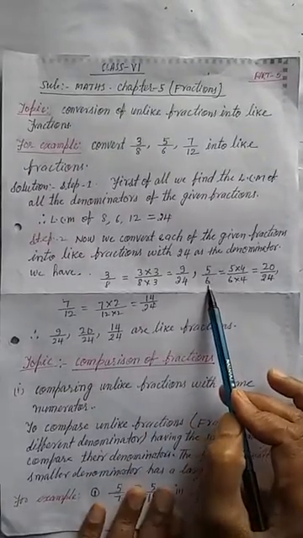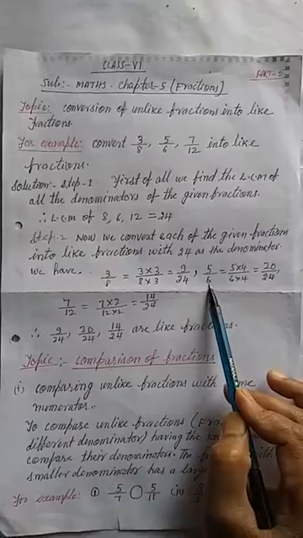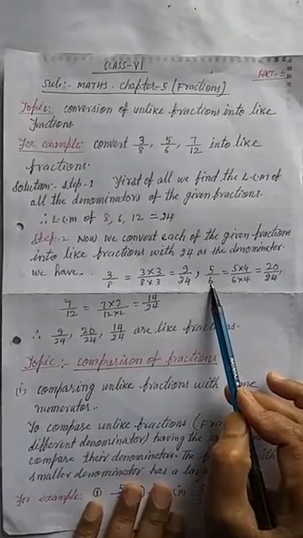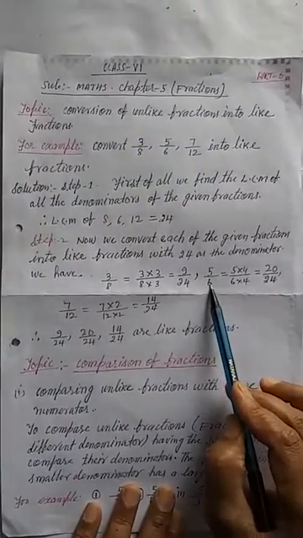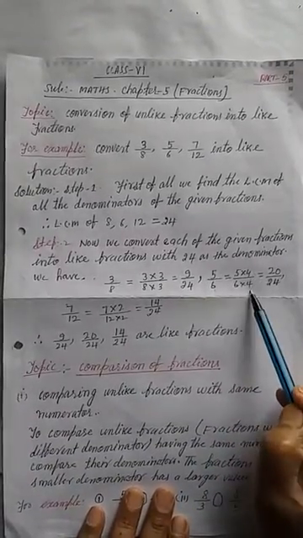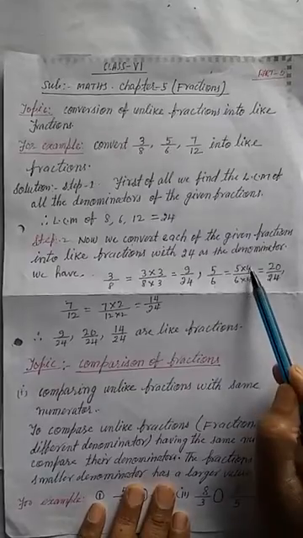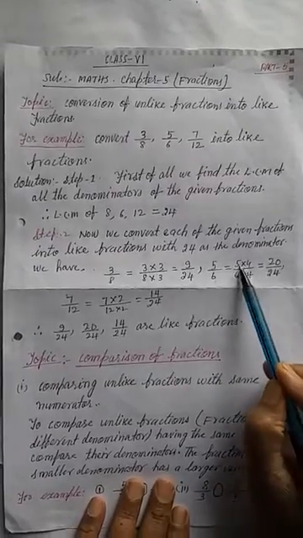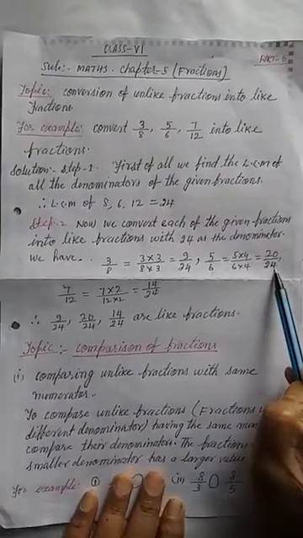Similarly, 5 upon 6. Here 6 is the denominator. By what number do you have to multiply 6 to get 24? Your answer will be 4, because 6 times 4 is 24. So 4 here, 4 here. 5 times 4 is 20 and 6 times 4 is 24.